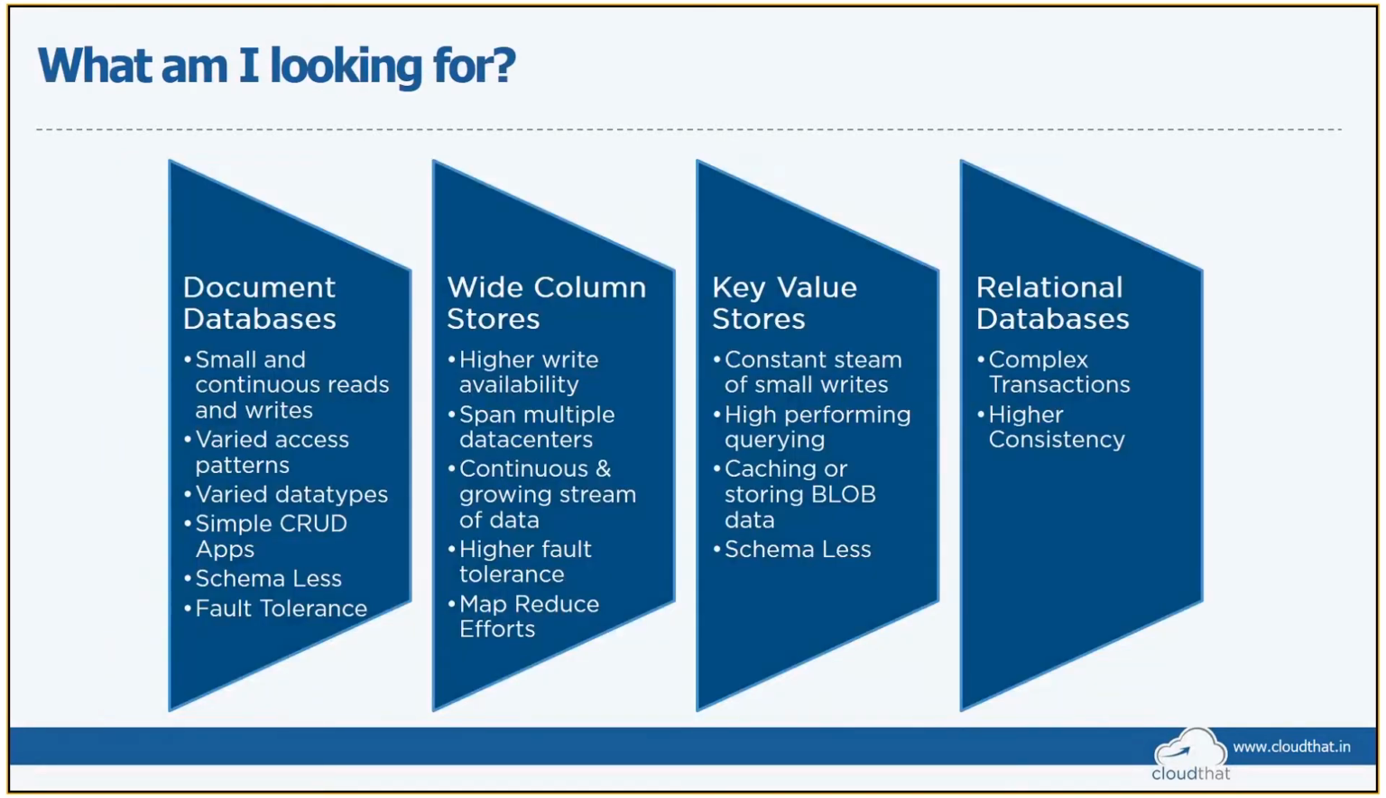When you look at different types of databases, where should I go with what? Document databases are very good with continuous reads and writes, and they can have varied access patterns, that is, the number of reads and writes can be very varied. They support a lot of data types, and they also have simple CRUD operations just like any relational database, and they are quite fault tolerant. In case you are looking at any e-commerce application, or social scenarios, document databases would be quite helpful.